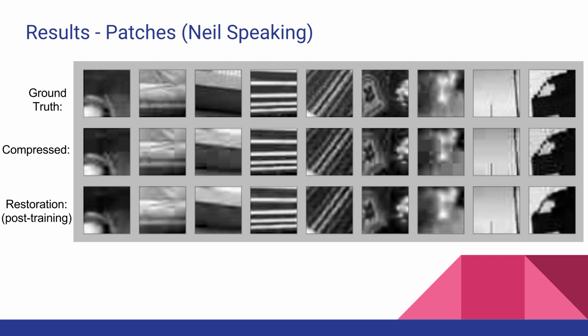So after many hours of training, you can see that we got pretty good results. These are just some examples of 32 by 32 patches. And you can see that the blocking artifacts are heavily reduced. There is some slight blur going on to lose some fine details, but for the most part, especially in images with straight lines, you can see that a lot of the edge is maintained.